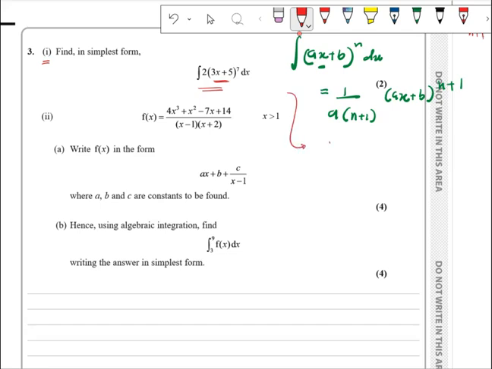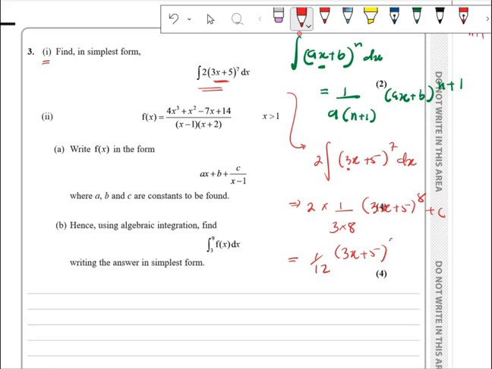Now, for the integral, I'll put the 2 outside. And then I have 3x plus 5 to the power of 7 dx. That means my answer here is 2 multiplied by 1 over 3, the 3 over here, multiplied by the 7 goes to 8, into 3x plus 5 to the power of 8 plus c. That's your answer. So you simplify this, you just have 1 over 12 into 3x plus 5 to the power of 8 plus c. That's part A.